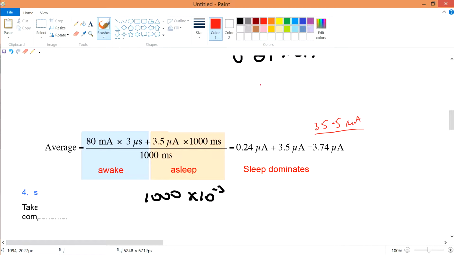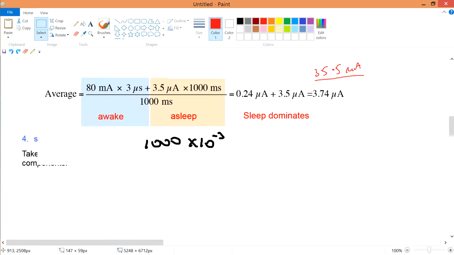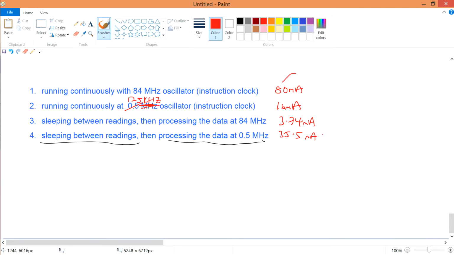This is when you have 125 kilohertz. This other value, if you still remember, we were calculating in terms of 84 megahertz. Maybe I should write it down properly. This is the finding that we have found. When you're talking about 84 megahertz, you're using 3.74 milliampere only. However, if you are using 125 kilohertz, you're using 35.5 milliampere.